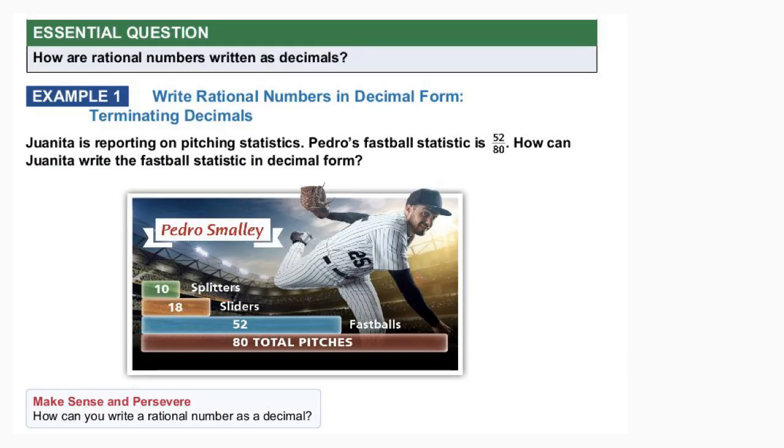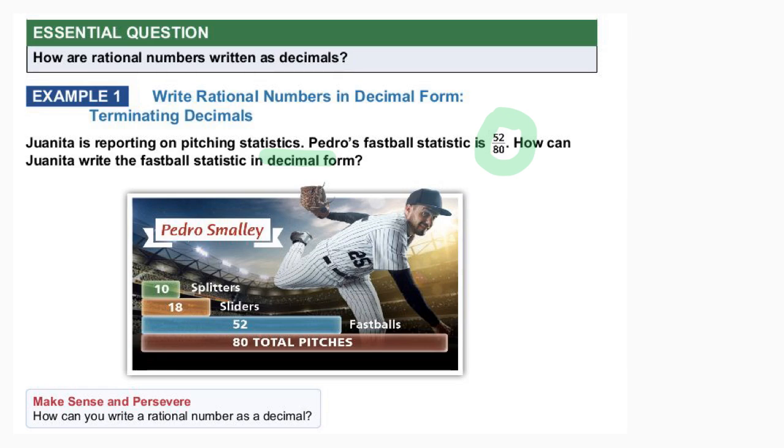All right, we are ready for page 16, and this is example number 1. It says Juanita is reporting on pitching statistics. Pedro's fastball statistic is 52/80ths. How can Juanita write the fastball statistics in decimal form? So we have this fraction, but we don't want it to be a fraction. We want it to be a decimal.